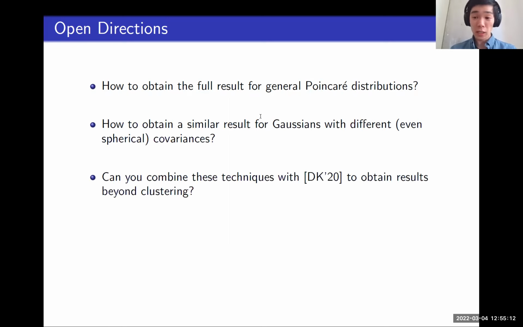And then finally, for all of this talk, I've talked about the problem of clustering. We can also ask for things like parameter estimation or density estimation. And so perhaps it's possible to combine the techniques in this talk with some other results to go beyond clustering and be able to solve problems like density estimation or parameter estimation. And so that's all I had for the talk. So yeah, thanks for listening.